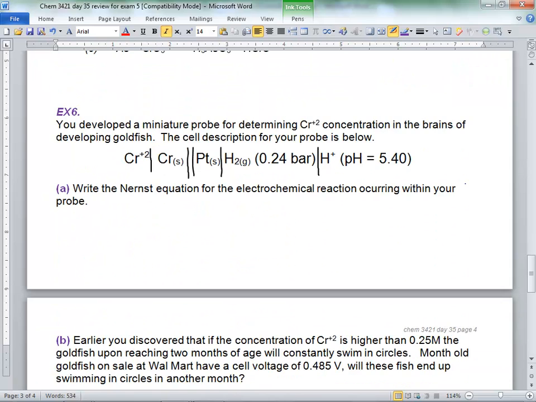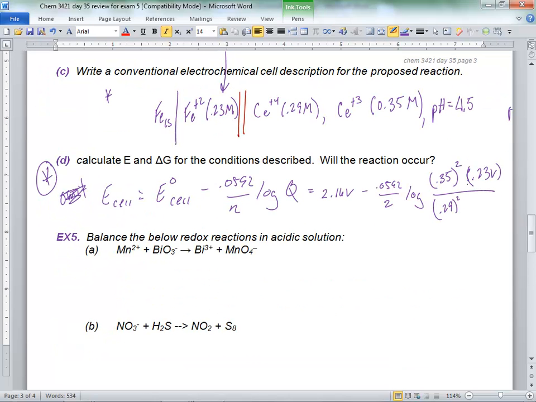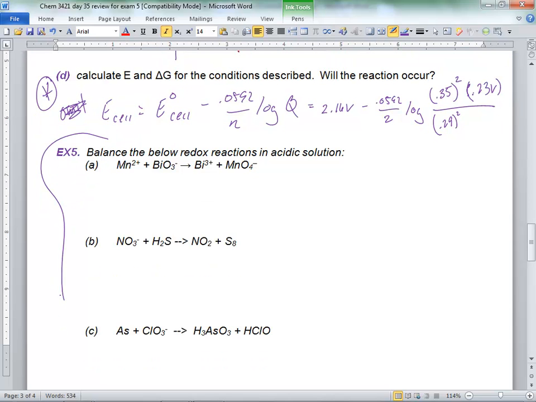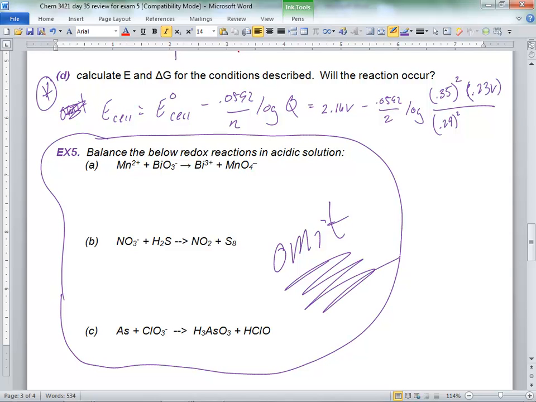So there's a bunch in here to practice on. Balancing the redox reactions, we didn't spend any time really on this. So I would say you could omit this stuff, because we didn't have homework on it, right? So this would be busy work.